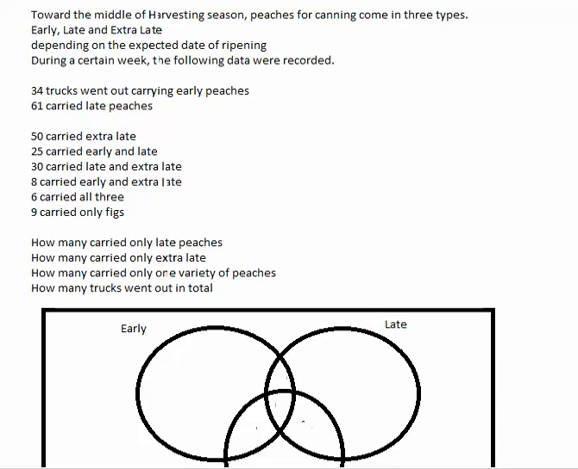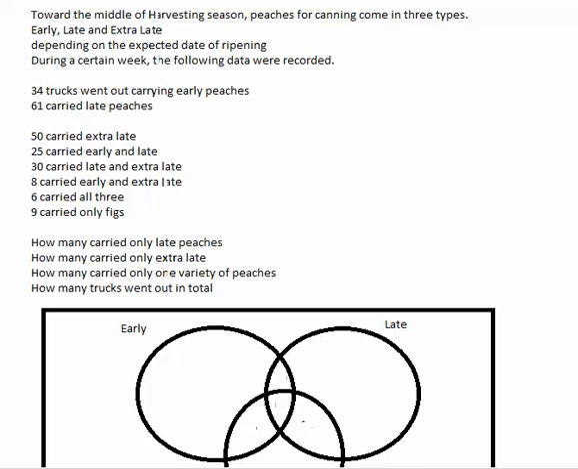Let's see together how we can solve a problem on sets using Venn diagrams. We have the following word problem. Toward the middle of harvesting season, peaches for canning come in three types: early, late, and extra late, depending on the expected date of ripening. During a certain week, the following data were recorded.